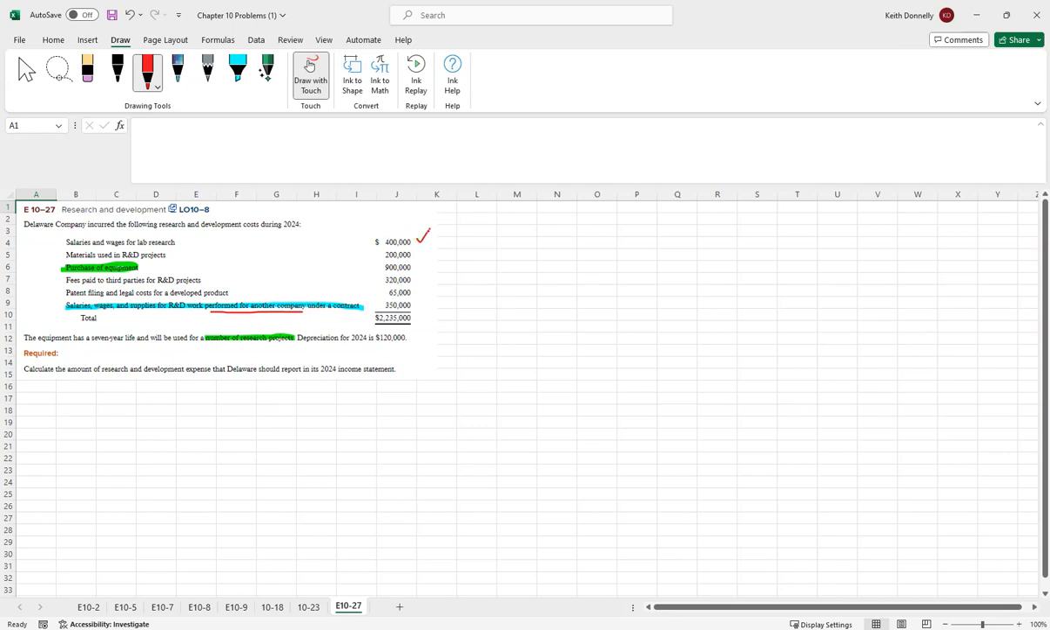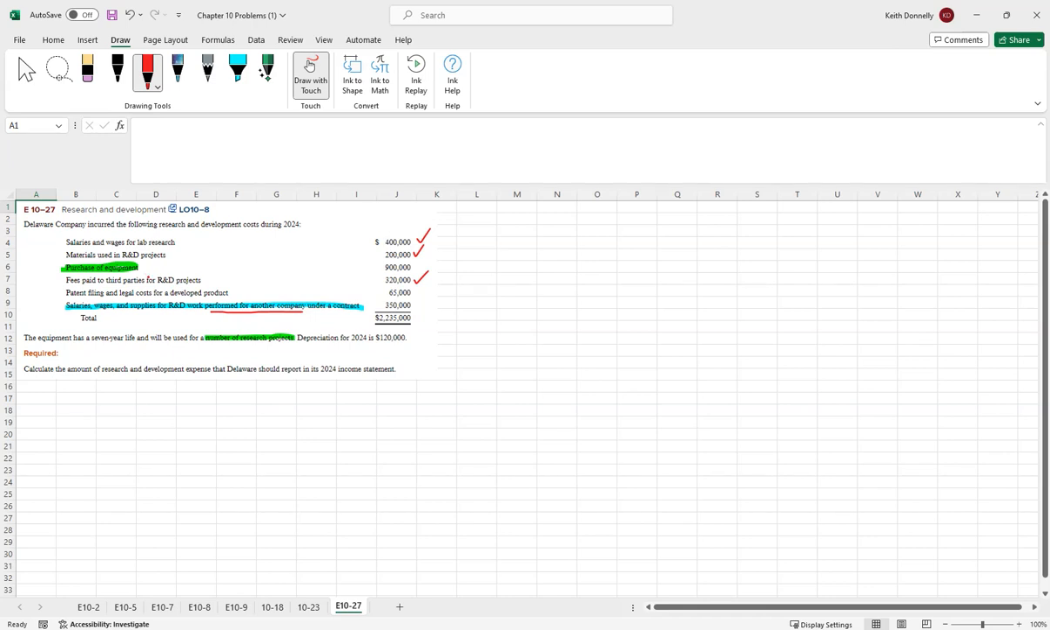All of those costs, until we develop that vaccine and it has commercial production, we're going to expense. So the salaries or wages for our lab employees, that's going to go in there. The materials that we used, the fees that we paid for the R&D project. We also will have, a thing we've got to be aware of, some type of depreciation related to this equipment. So we'll come to that.